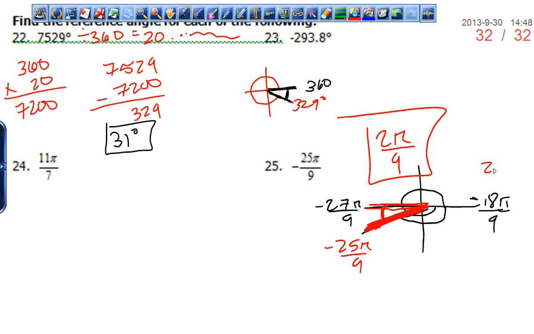Okay, because this is 2 pi, and I'm dealing with ninths, I multiply the denominator by 9, I multiply the numerator by 9. So it makes 18 pi. Okay. 11 pi over 7.